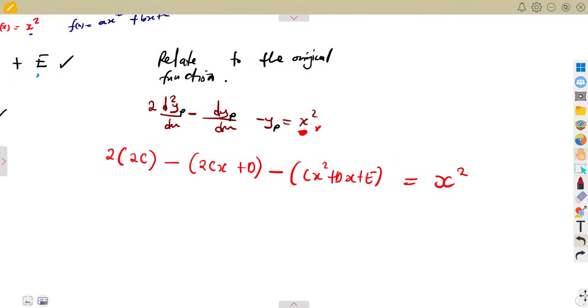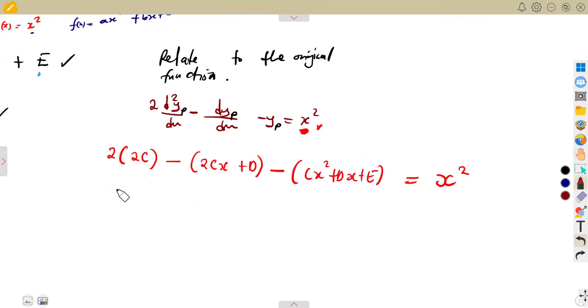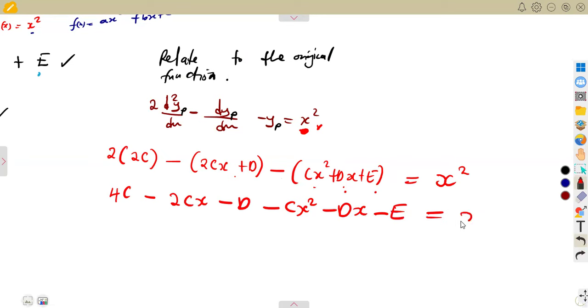How? Let's expand and see. If you expand this, that will be 4C here, minus 2. If you subtract this, it's going to be 2cx, negative times d, it will be negative d. Negative times this and this, it will be negative cx squared. Negative times this, it will be negative dx. Negative e, like this, is equal to x squared. So this is what we have now.